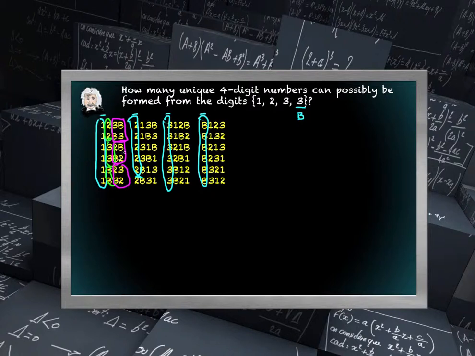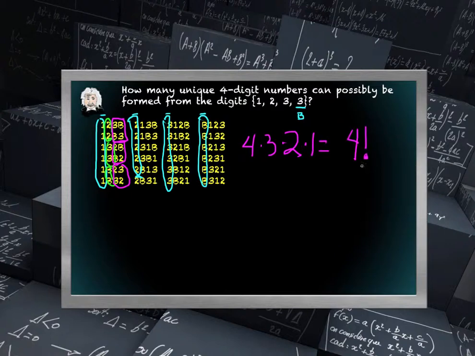So what I essentially have here is 4 choices for my first digit times 3 choices for my second digit, and you can see each one of the 4 is multiplied by the 3 options for the second digit, times 2 choices for the third digit, and of course then there's only 1 digit left and my decision is made for me. This is otherwise known as 4 factorial.